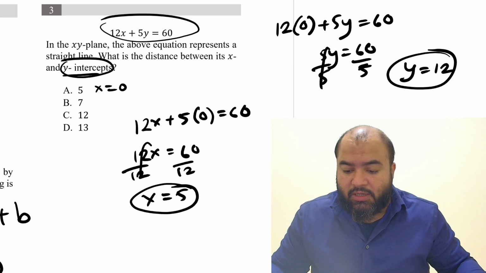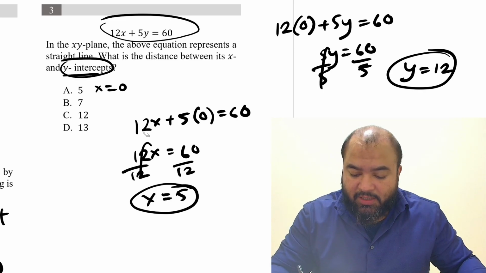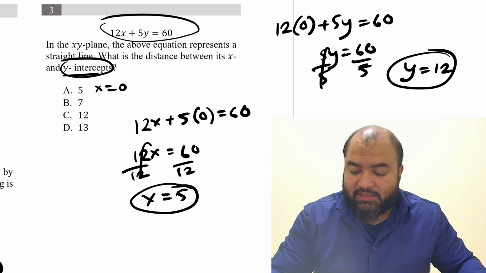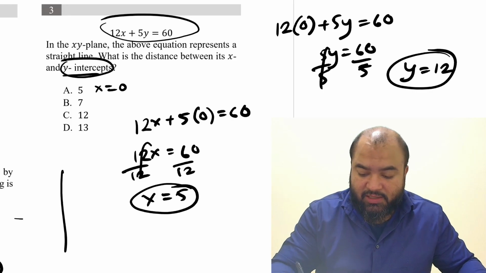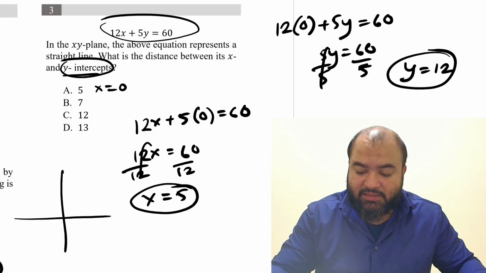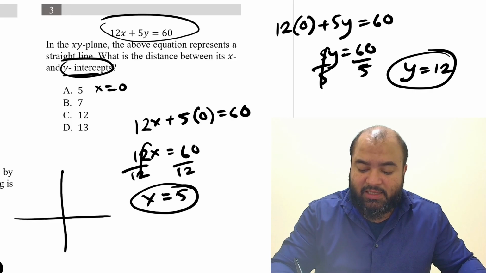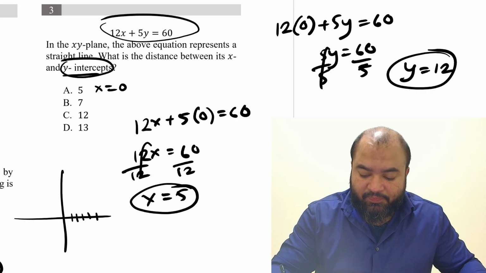Okay, so one thing you have to be careful about is the distance between the x-intercept and y-intercept. You may think it's from 5 to 12, but that's not the case. If you look at the points, the x-intercept is 5, that means it's 5 comma 0 here.